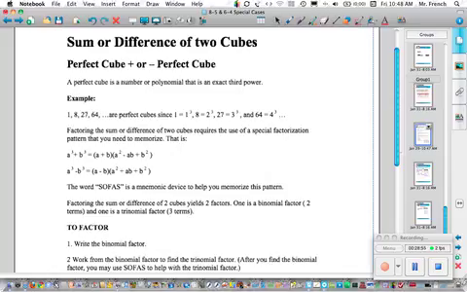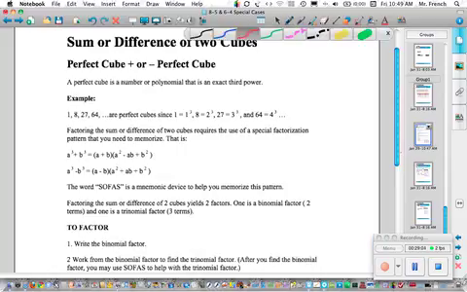What is a cube? An example of a cube: if I were to give you a 1, let's underline the 1 here. What is the cube of 1? Well, it's what times what is 1? Well, 1 cubed is 1. What times what is 8? How about 2 times 2 times 2? That's 8. So 8 is a perfect cube because 2 cubed is 8.